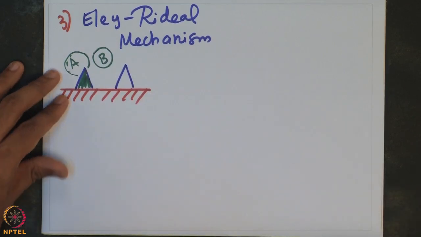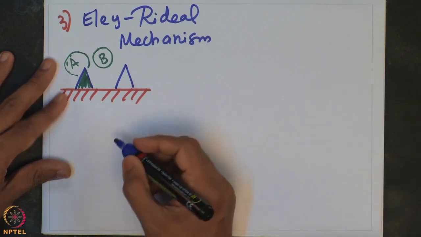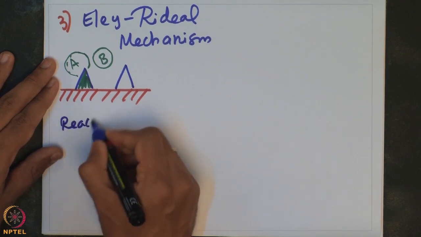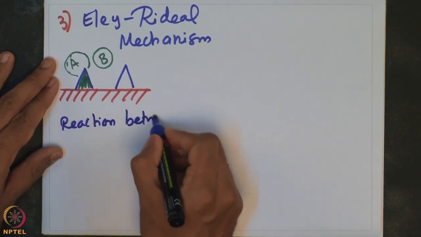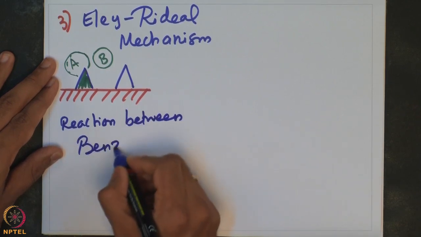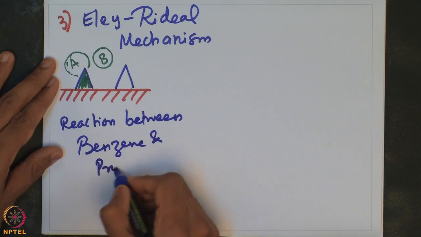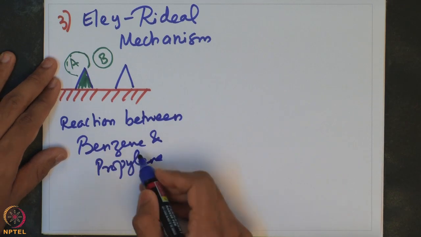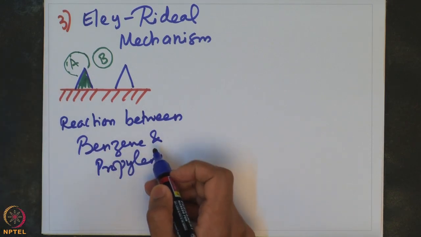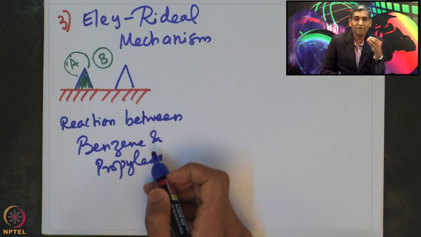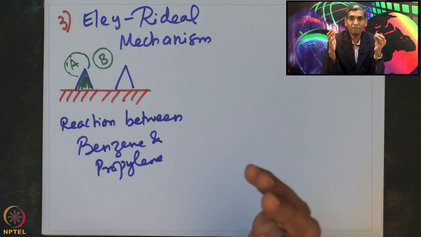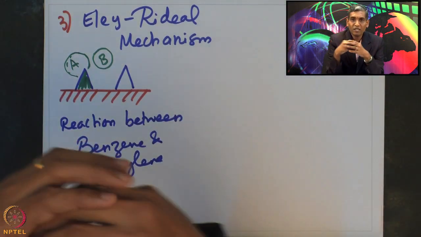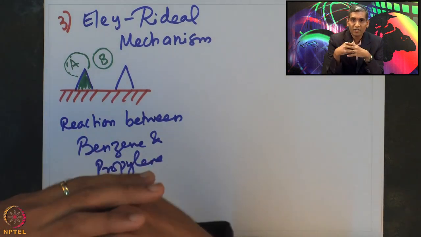Now this kind of a mechanism is actually quite prevalent in the case of reaction. A good example of this is reaction between benzene and propylene, where the benzene molecule is actually adsorbed onto the sites and the propylene molecule is available freely, and because of the reaction between the benzene molecule which is adsorbed onto the site with the propylene molecule which is in the gas phase, these two actually join together and the reaction happens between them.